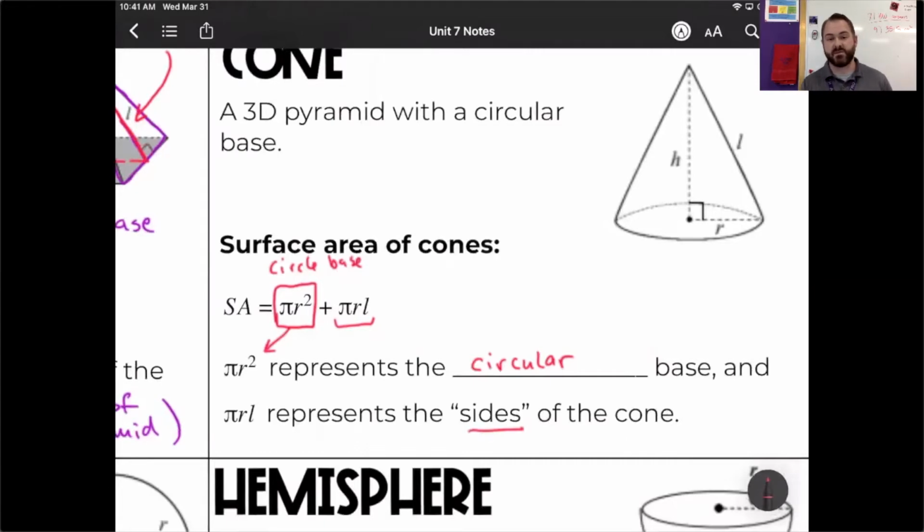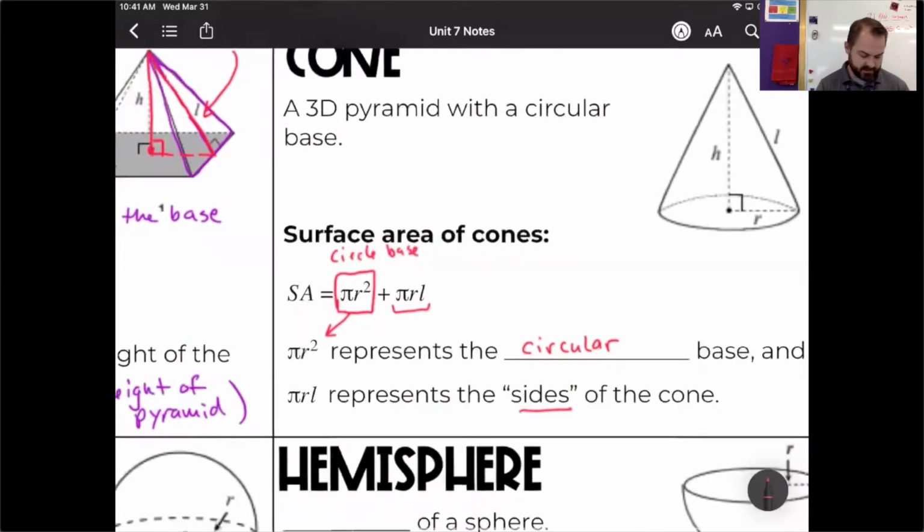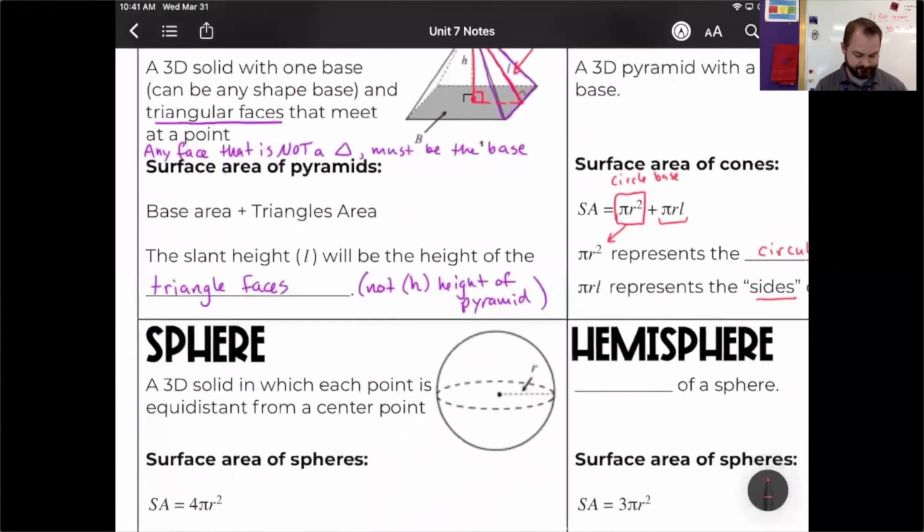That's because this is really like half of a cylinder. We only have one base instead of two. These slanted sides end up taking half of the rectangular side, and so it works out very much like that formula, but it's just half.